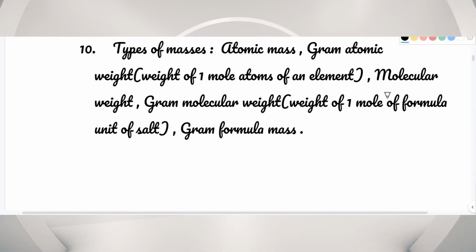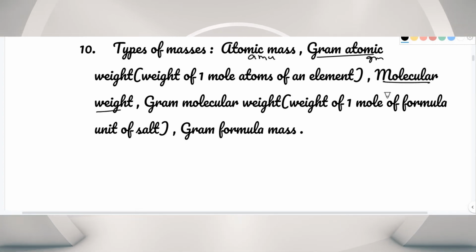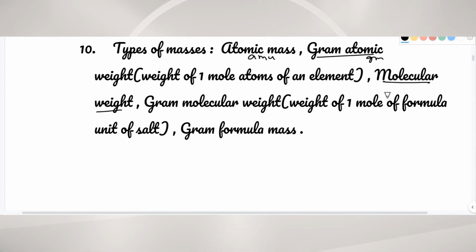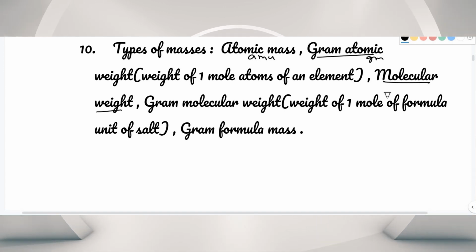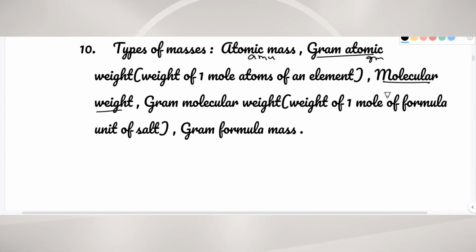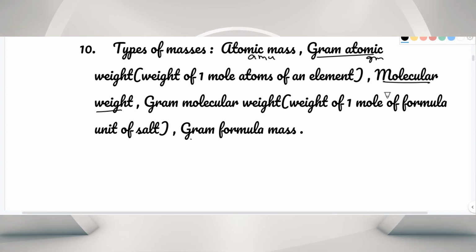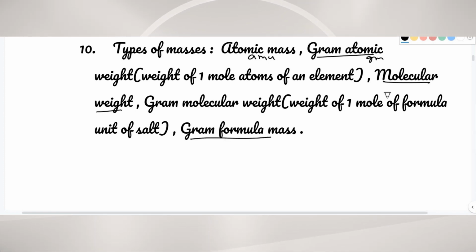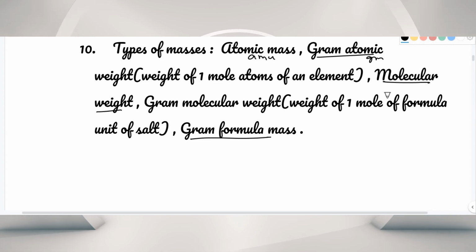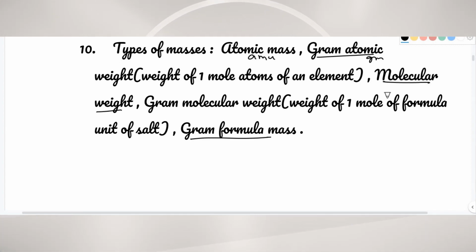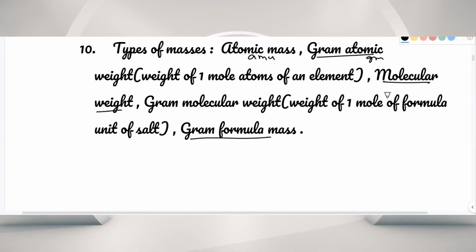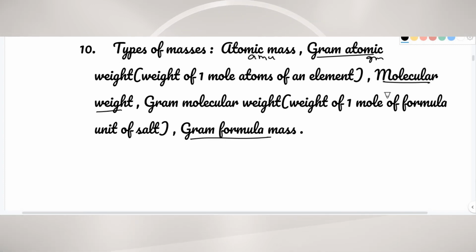How many types of masses are we knowing? Atomic mass means the relative atomic mass, always measured in terms of atomic mass unit. Gram atomic mass is in terms of grams. Molecular weight: for oxygen molecules, the weight is 2 times 16, 32 grams. Gram formula mass, like calcium carbonate: calcium 40, carbon 12, oxygen in carbonate CO3, 3 times 16. So when you calculate, you get your answer in terms of gram. Molecular mass means molar mass.